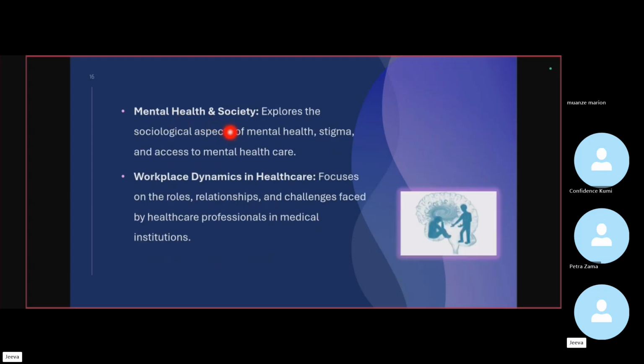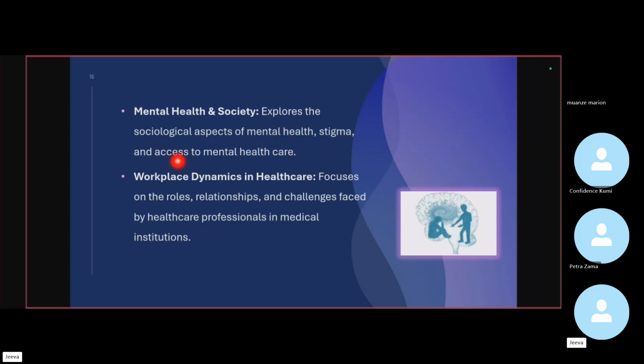Next is mental health and society. Your medical sociology also will explore the different sociological aspects of mental health. Is there any stigma attached to that? And is everyone getting equal access to mental health care? For example, there are many stigmas in a society. Stigma in the sense, if a person has turned positive for HIV, then there is a social stigma that people should not touch them, untouchability, or if you sit with them, then you will also get AIDS. That kind of stigma is attached. So all these things are looked after by the medical sociology.